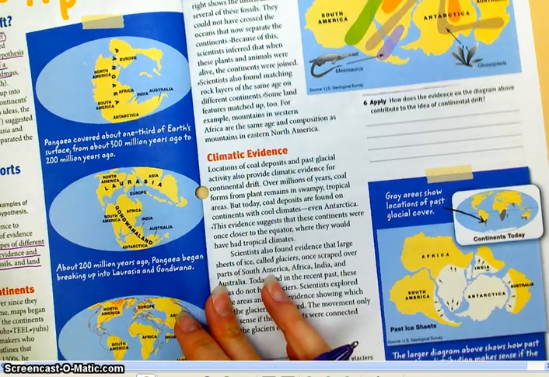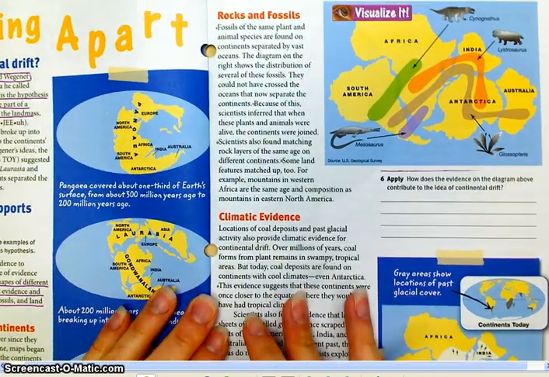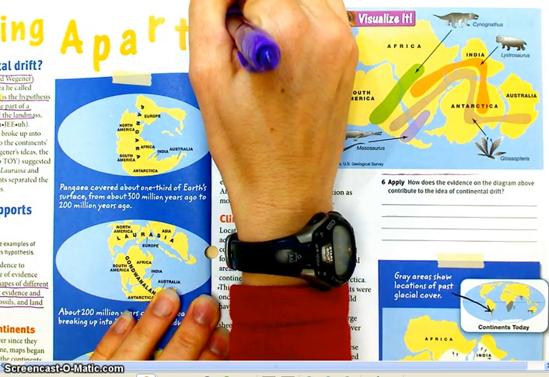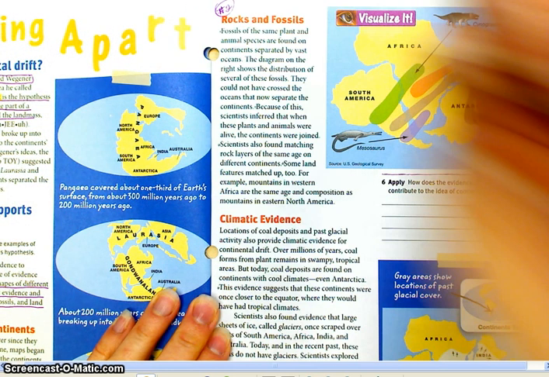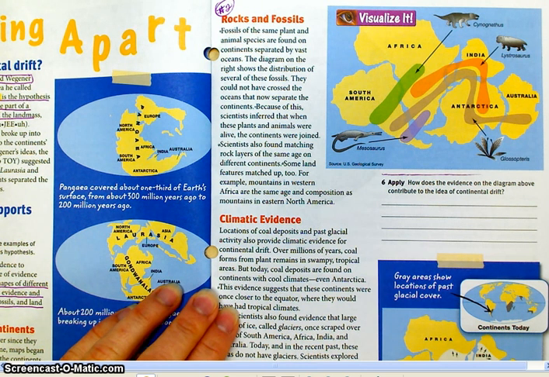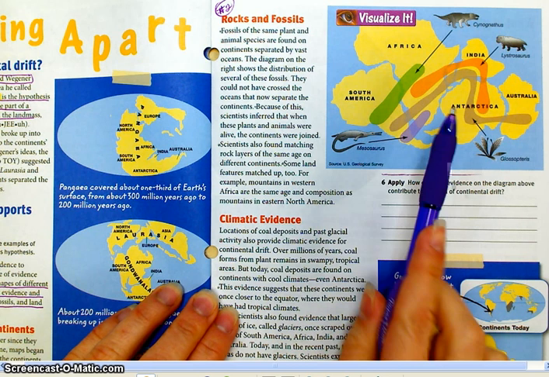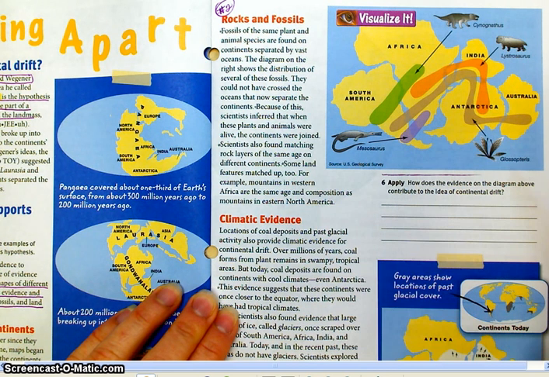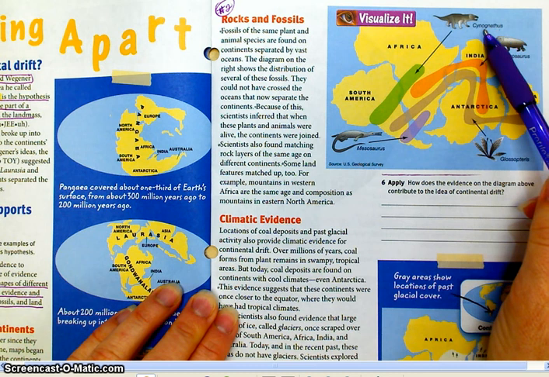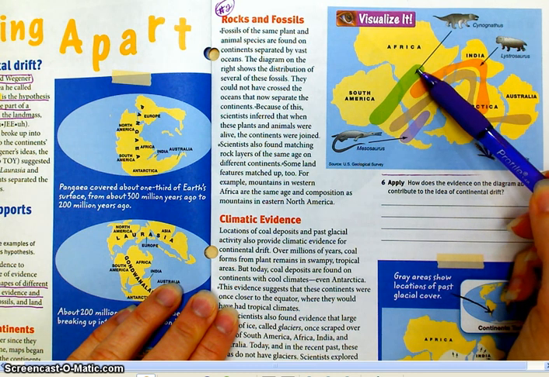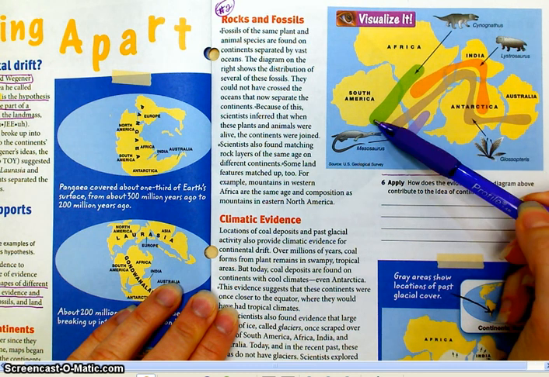All right, piece of evidence number 2. We have rocks and fossils. So this is piece of evidence number 2. Fossils of the same plants and animal species are found on continents separated by vast oceans. The diagram on the right, this one over here, shows the distribution of several of these fossils. You have Cynognathus or something like that. Found fossils of that animal found both on Africa and South America.